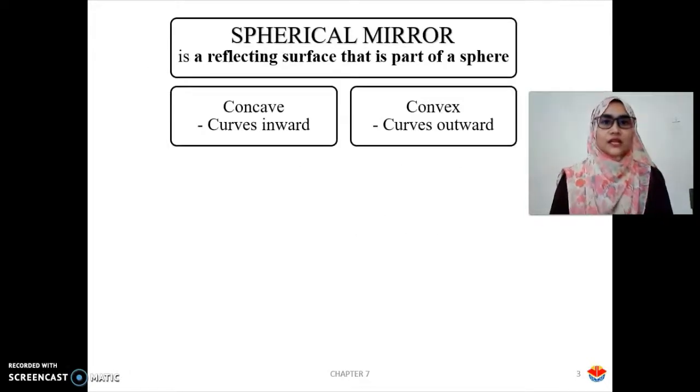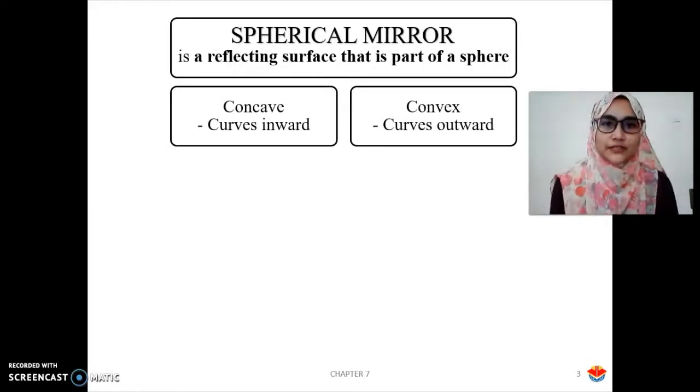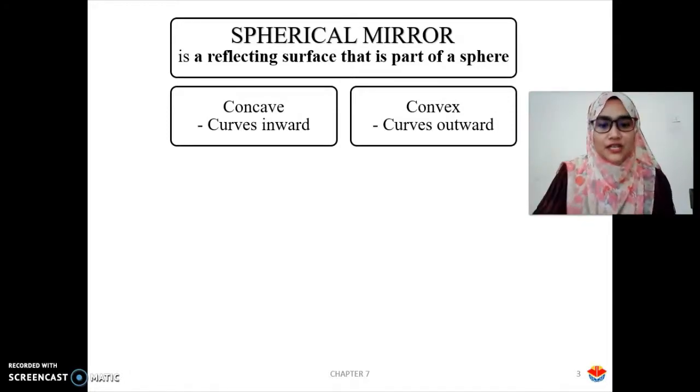So let's look at what spherical mirror is. A spherical mirror is actually a part of a sphere, so the shape is curved. You have two types of spherical mirror, which is concave and convex. So how to differentiate it?